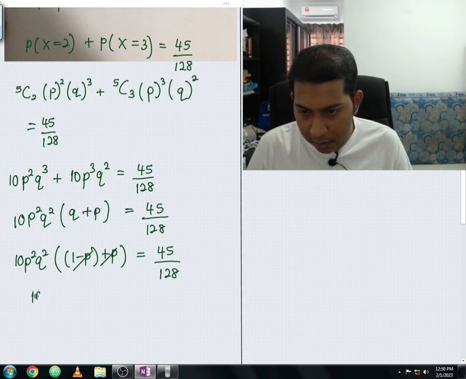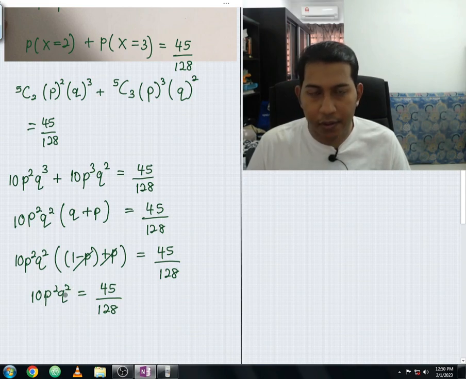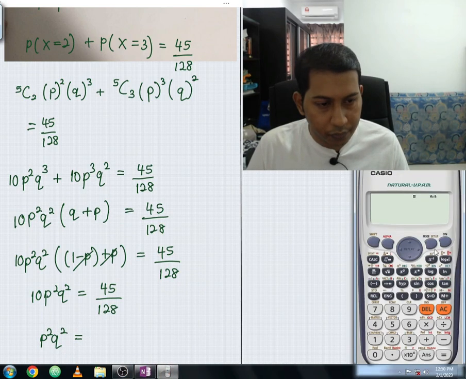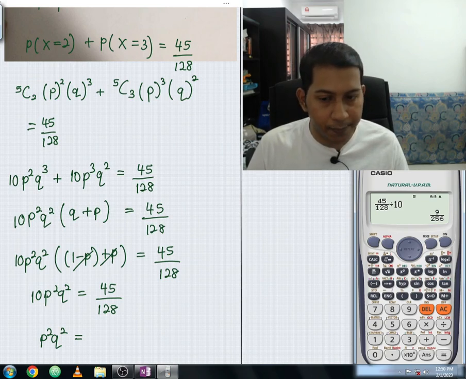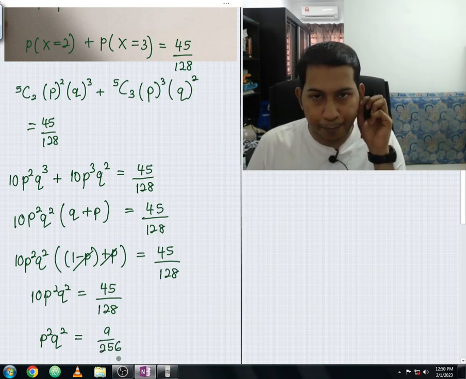So from here 10 p squared q squared equals 45 over 128. To get p squared q squared, you divide 45 over 128 by 10. So p squared q squared will be equal to 45 over 128 divided by 10, and from here you get 9 over 256.